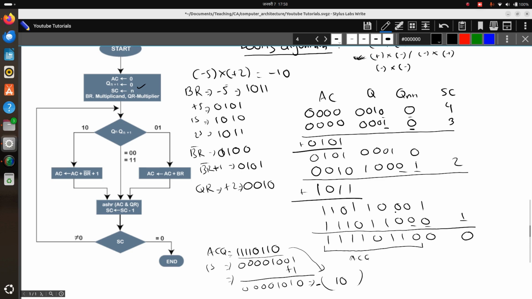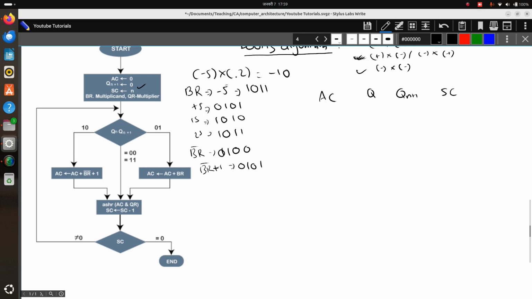Now we're going to see what our third case is going to be. We'll change this value from minus 5 into minus 2, and then the result should be plus 10. We have already represented our BR and BR complement plus 1. We're just going to represent QR here. QR is minus 2. So to represent this particular value, we take the value plus 2 first, which is 0, 0, 1, 0. We take 1's complement of this, which is 1, 1, 0, 1. And then we take 2's complement of this, which is plus 1, it is going to be 1, 1, 1, 0. So this value is going to be our QR.